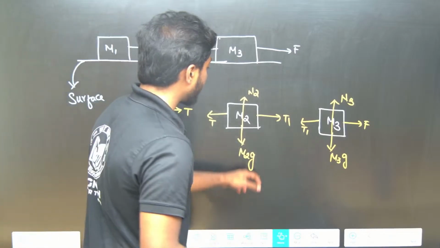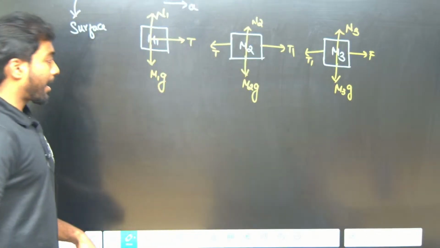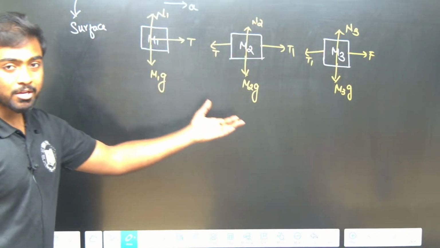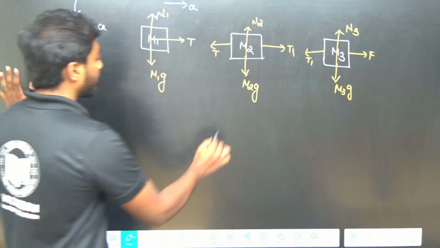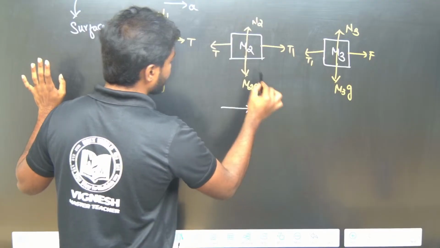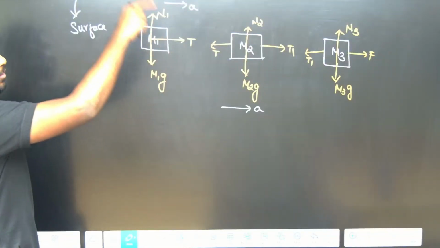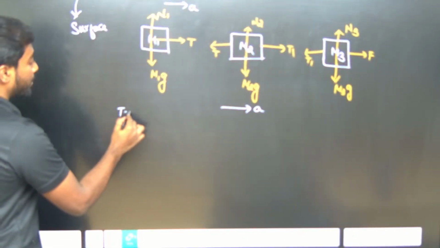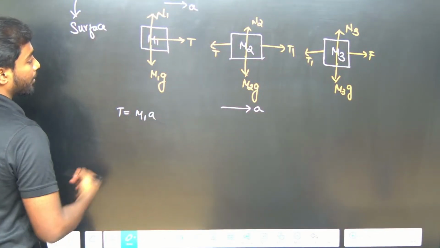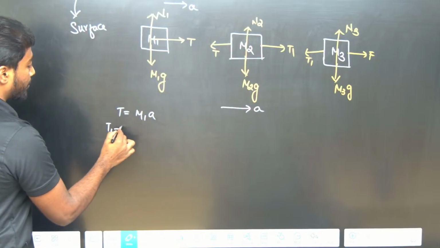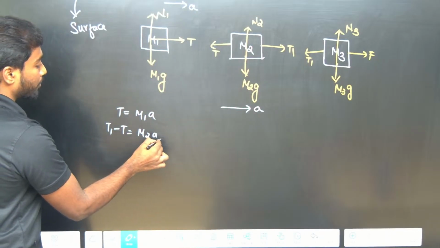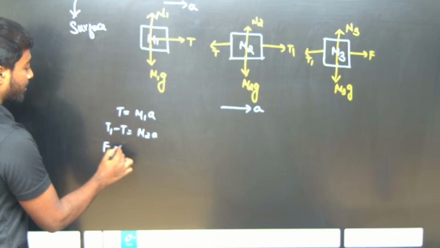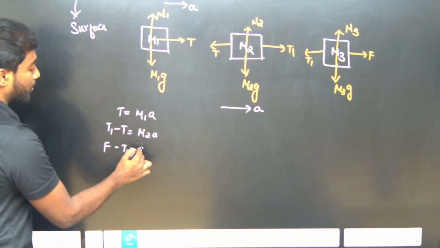Now if I want to write the equations, I can take the direction of acceleration. This is my direction of acceleration. I need to find what the acceleration is, right? Now I don't need to worry about the y-axis, I need to worry about the x-axis. So T will be equal to M1A. Next, T1 minus T will be equal to M2A. Next, F minus T1 will be equal to M3A.